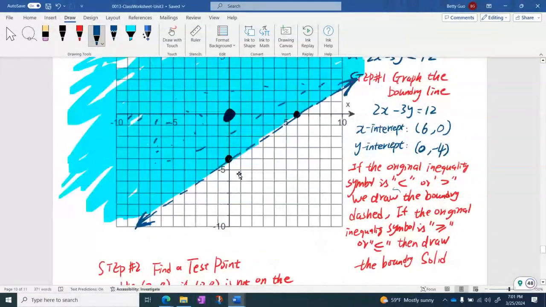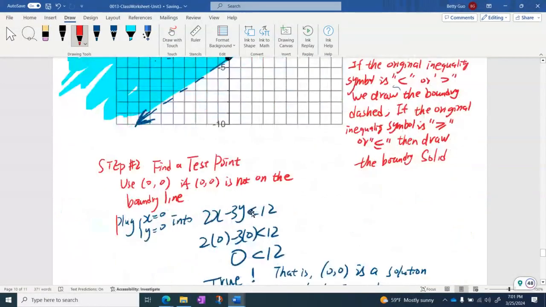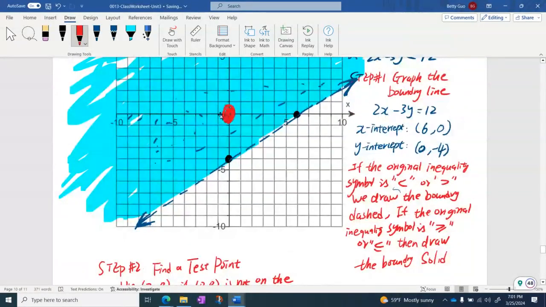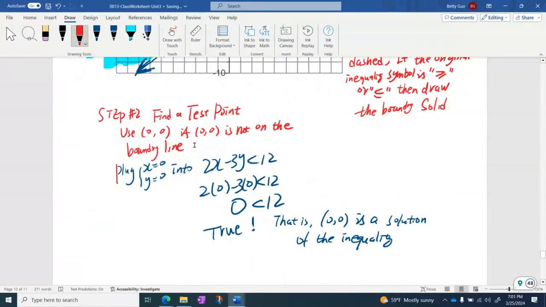Second part, we need to determine which side of the line is the region that represents the solution set of the inequality. We use the testing point method. The method is not unique. The method I use is the testing point. I always use 0, 0 as long as 0, 0 is not on the boundary, because it's so convenient when you're plugging in. Remember, you plug 0, 0 into the original inequality. We are done with the equation. Don't use the equation anymore. You are doing the inequality.